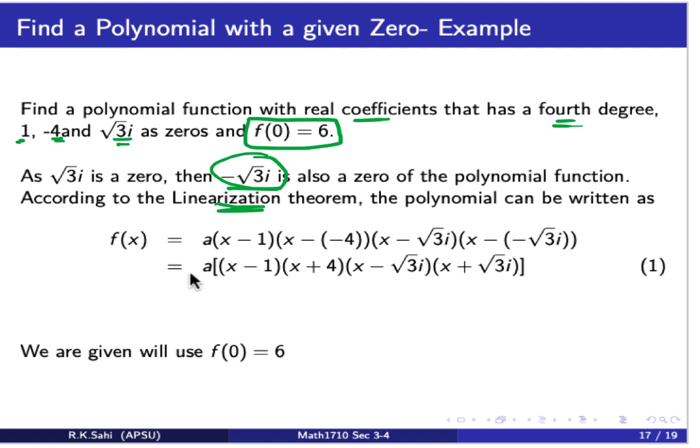Now, till now, if you notice in the previous examples, I would say, hey, let a be 1. But now we are actually given this condition that f of 0 is 6. So we're going to use this to find a. The next slide actually shows you the whole process. Let's talk about that.